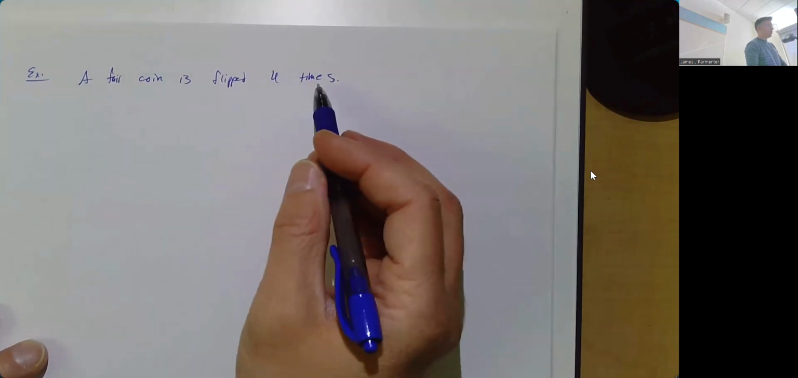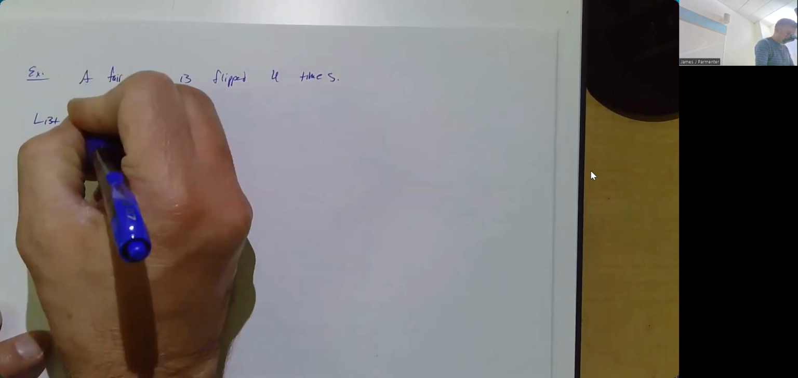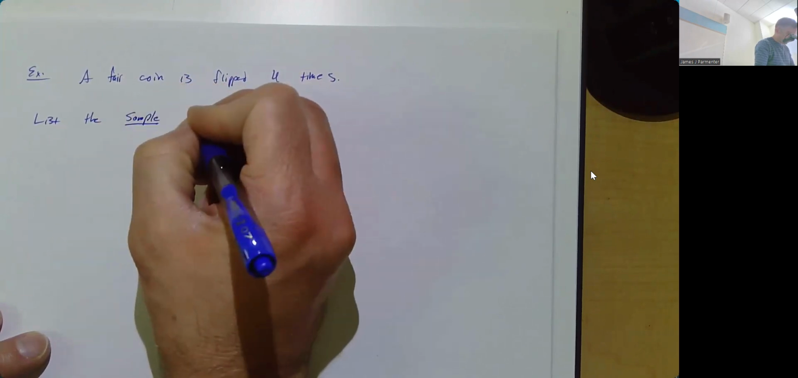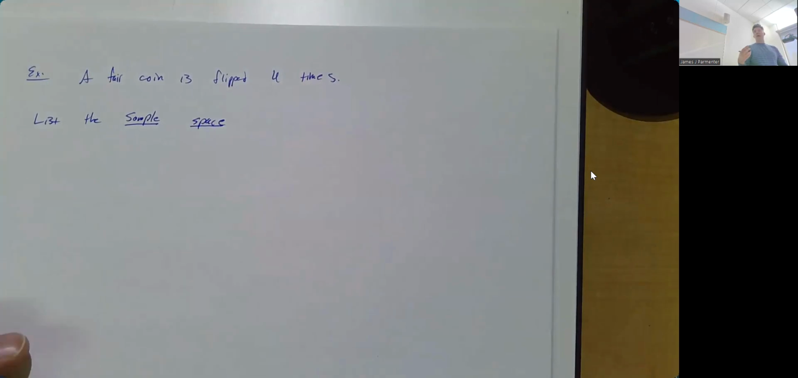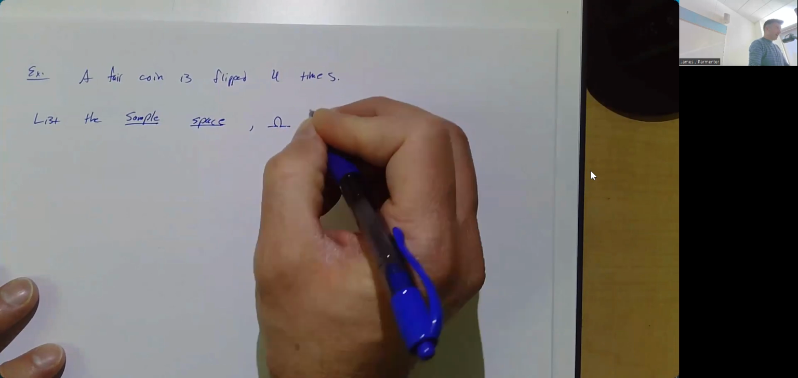A fair coin is flipped 4 times. We're going to list what's called the sample space. So the sample space is basically just the list of all the different outcomes that can occur. And it's typically called omega.